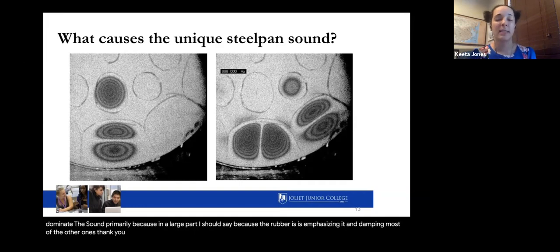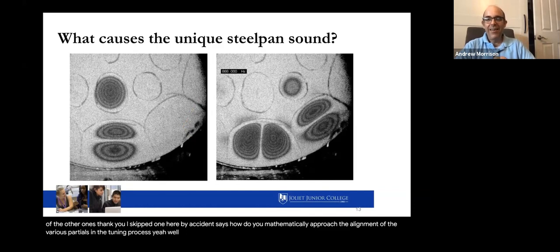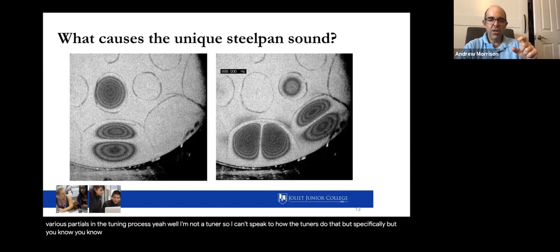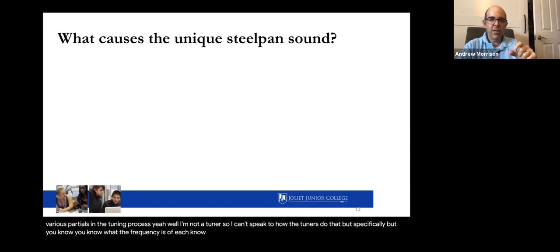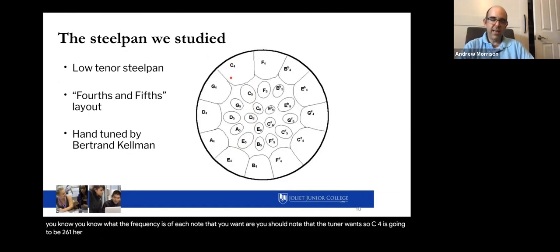I skipped one here by accident. It says, how do you mathematically approach the alignment of the various partials in the tuning process? Well, I'm not a tuner, so I can't speak to specifically how the tuners do that, but you know what the frequency is of each note that the tuner wants. So C4 is going to be 261 hertz, and then the second harmonic is going to be twice that frequency, and the third is going to be 3 times 260. I often skip to E because that's an easier number to work with. It's 330 hertz. So when tuning the second one, the tuner will try to get it to be 660 hertz.